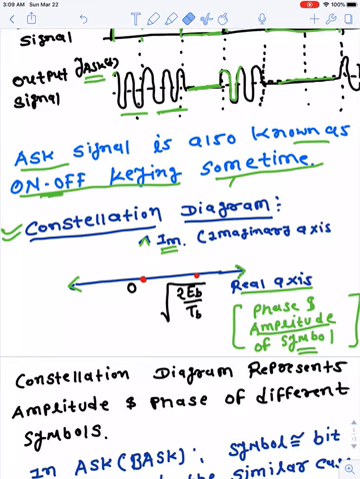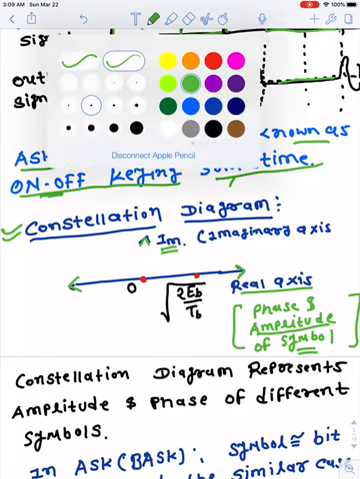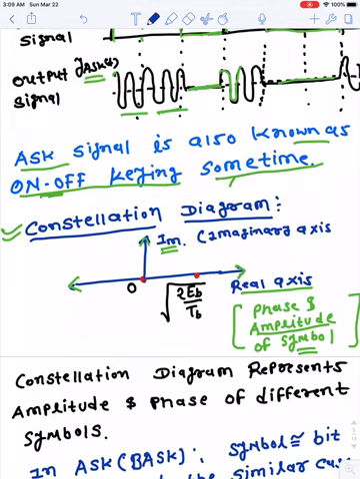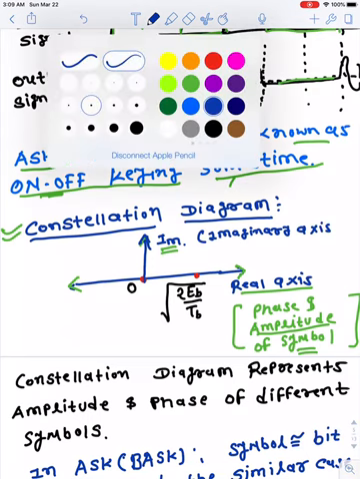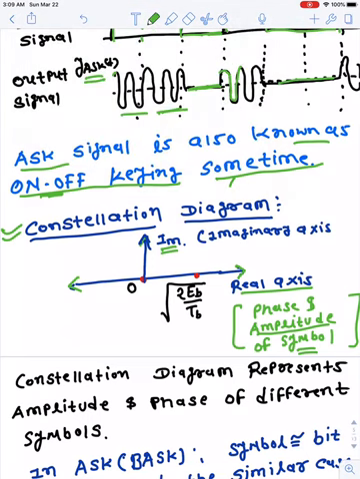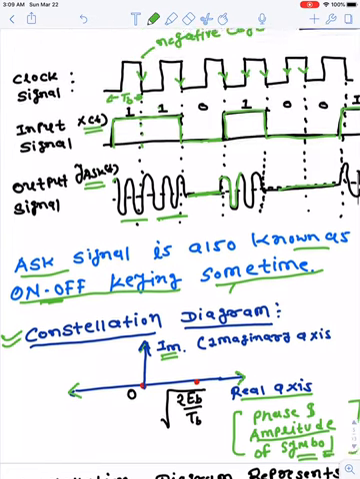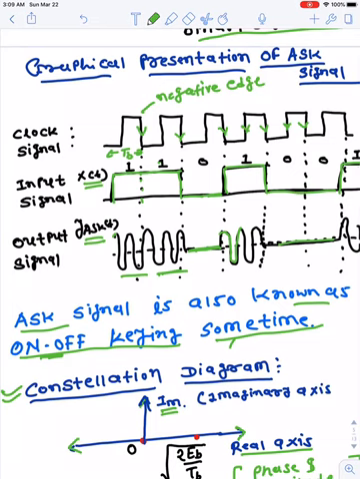So here you have to understand: this is your y-axis, which is the imaginary axis, and this is the real axis. Now here, what is the symbol? We have to understand this thing. Basically there are two symbols. This is your symbol 1, and this is your symbol 2.